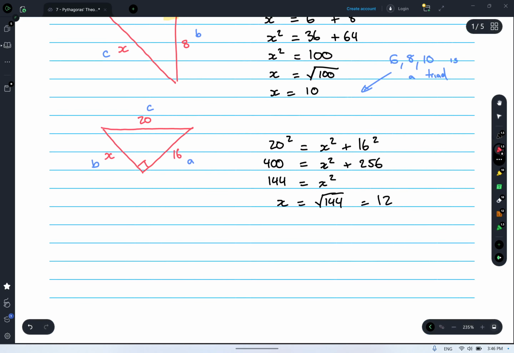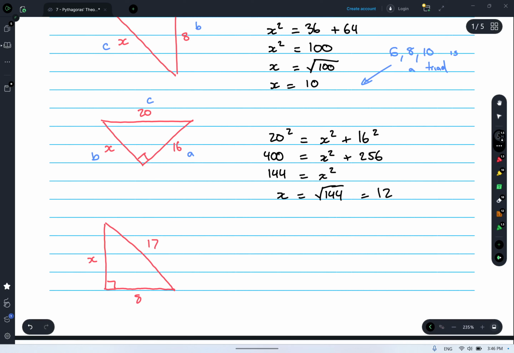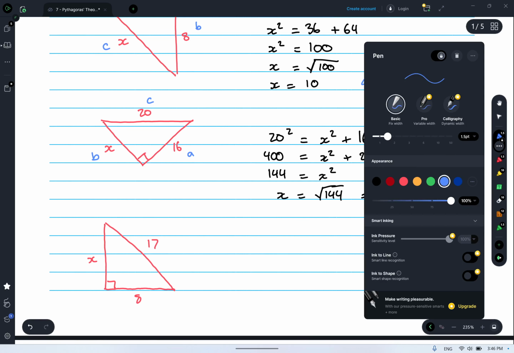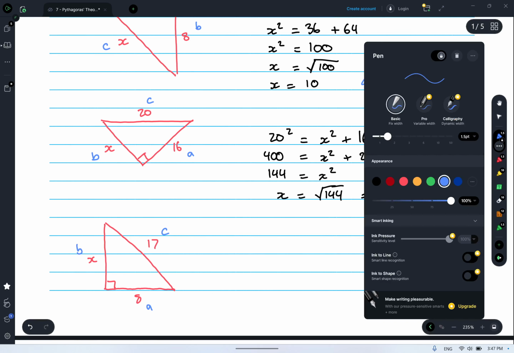So one last question, and maybe do something like this. Let's make this 17. Let's make this 8. And let's make this x. So again, you need to ask yourself, am I finding the hypotenuse or am I finding one of the shortest sides? Here I'm trying to find one of the shortest sides, which kind of leads my thinking. So just do that. So here's my C, here's my A, here's my B. Again, it doesn't matter which one you call A and B.